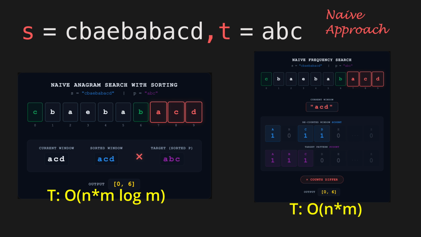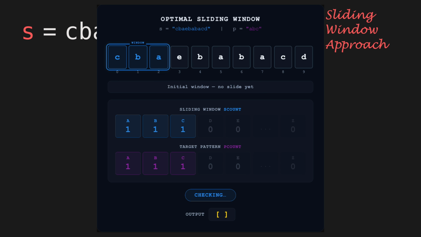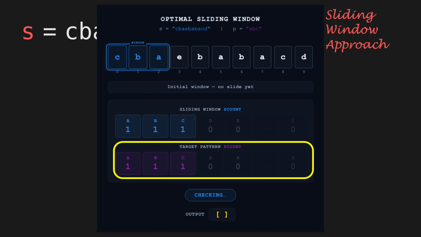Either way, in both approaches, the inner pass over every character of every window to compare with pattern P is the bottleneck. Can we do better? And the answer is yes. Think about the repeated work the naive approach is doing. We build the frequency array for P. Same idea as before. Our target is 1A, 1B, 1C.